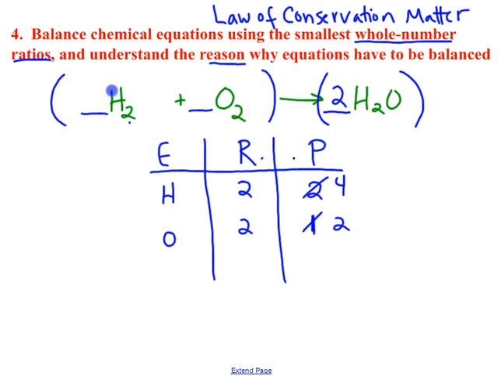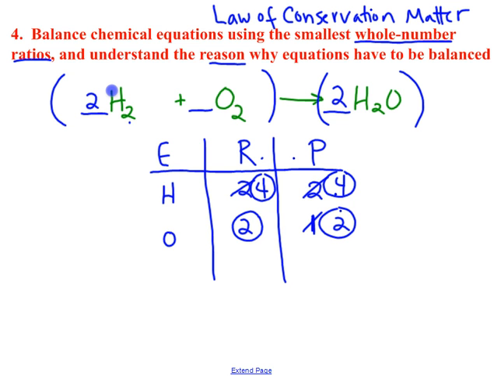But this is a pretty easy fix, so let's go to the hydrogens on the reactant side. How can we make the hydrogens on the reactant side equal 4, so that it balances with the product hydrogens? Well, if you were to put a 2 in front of the H2, that would give you a total of 4 hydrogens on the reactant side. So here we have 4 and 4 hydrogens and 2 and 2 oxygens, and so this equation is now balanced.